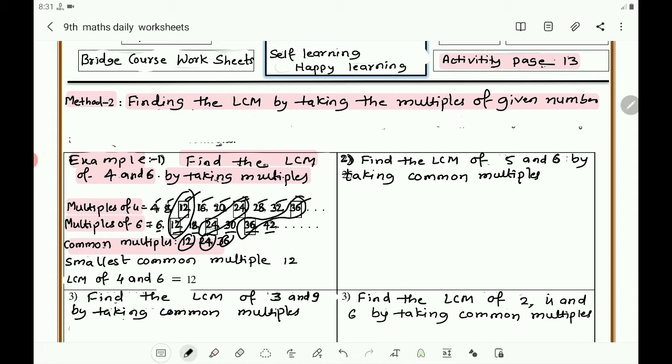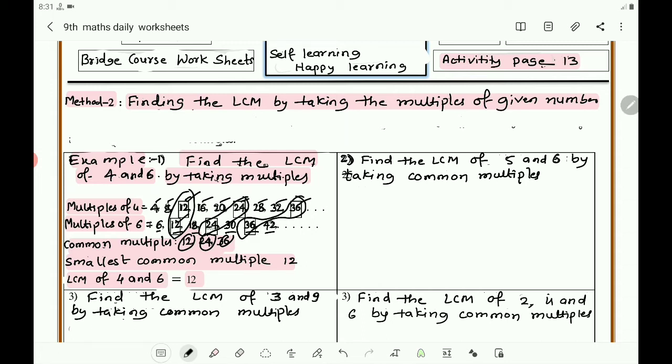Here we require the least common multiple, so that is the smallest common multiple. Which is the smallest common multiple among these 12, 24 and 36? You know that 12 is the smallest common multiple. Therefore LCM of 4 and 6 is 12. This is the method of finding the LCM by taking the common multiples of given numbers.